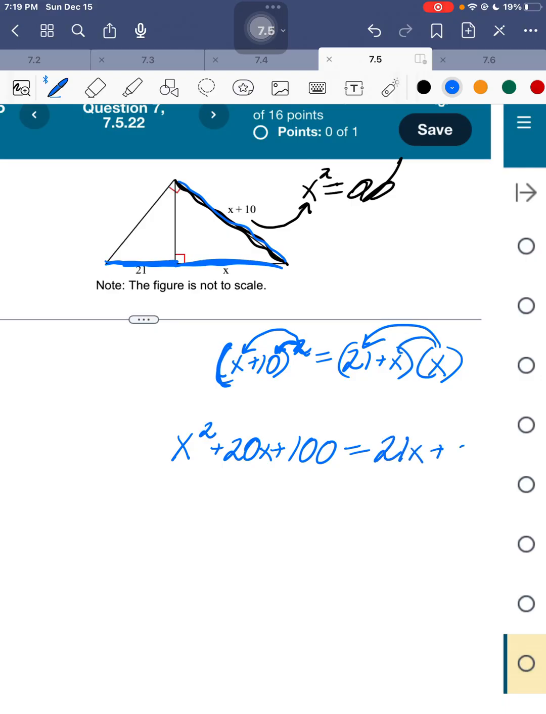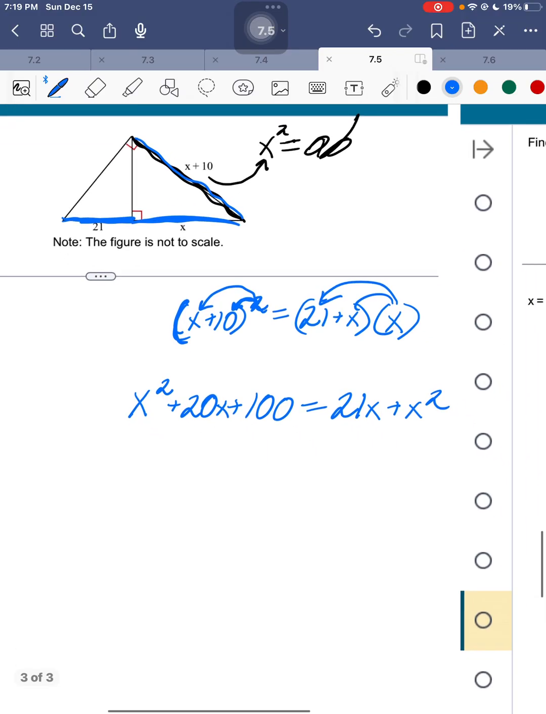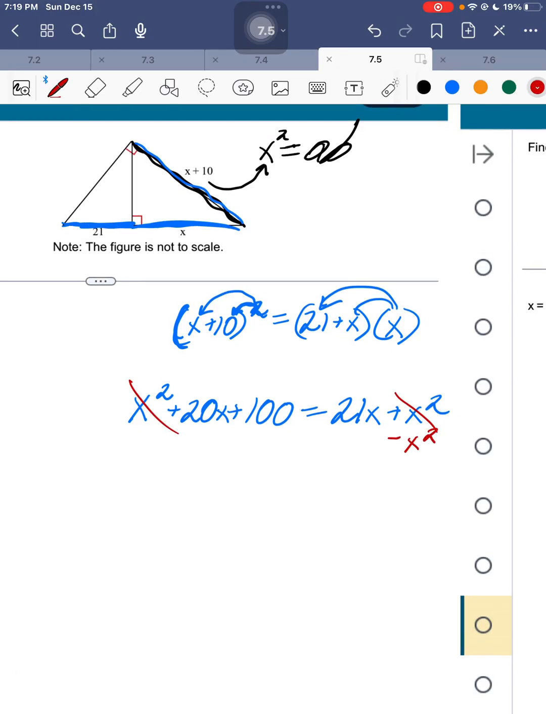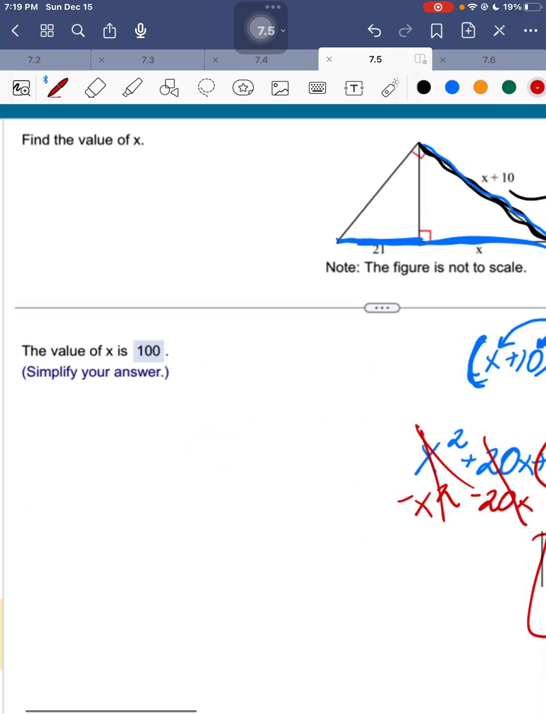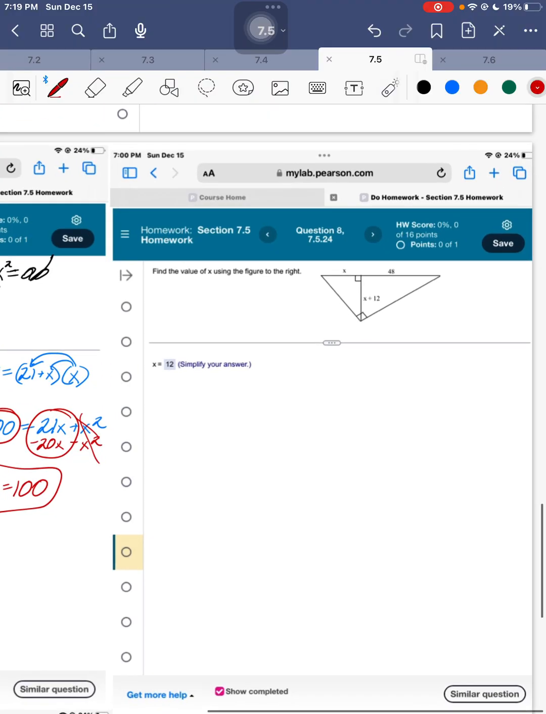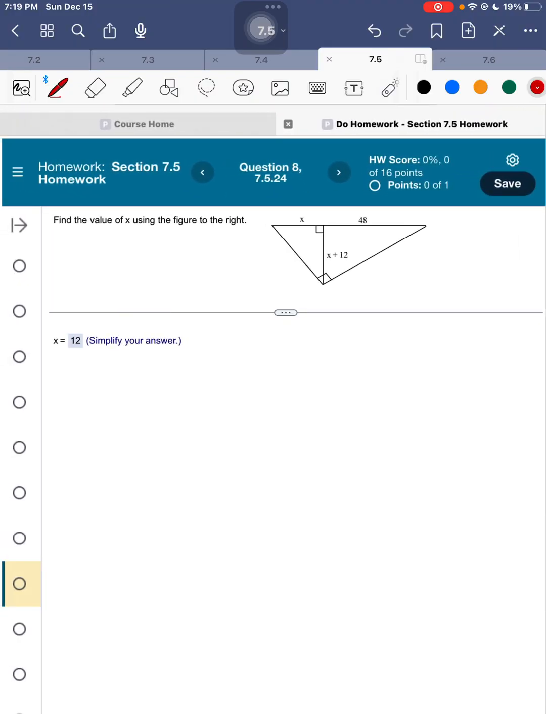There you go. And now let's distribute this. So 21x and this plus x squared. Now, I'm going to subtract everything to one side, right? So actually not even, because won't this x squared and this x squared get canceled out? Look, minus x squared, cancel out, cancel out. Now, I'm going to subtract this, minus 20x, minus 20x. So now, I have my constant and my variable on different sides of the equation. That's exactly what we want. So now, what is 21x minus 20x? Well, that's just x. So x equals 100. And my x is 100.